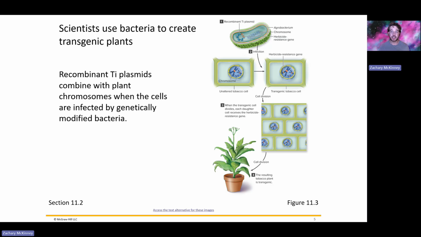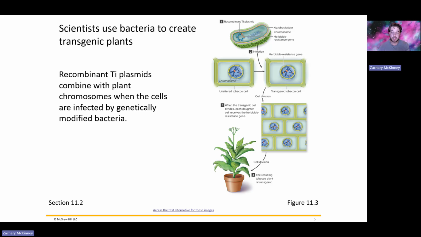This allows farmers, if you have a tobacco plant that is resistant to herbicides, to spray your entire field with herbicides to kill off the weeds, the non-desired plants, without affecting the crop that you're trying to grow. It's just a way of making sure that the plants you want to maintain have that protection.